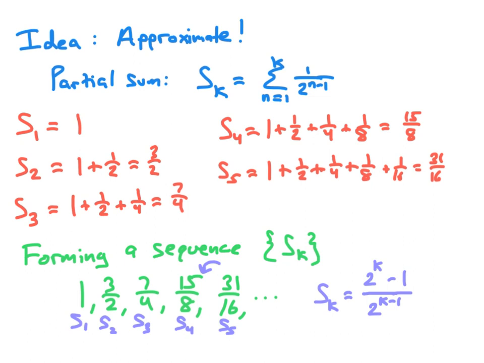And you can check with k equal 1, 2, 3, and 5 that the rest of our initial terms line up as well. And so here is a formula for the general term of our sequence of partial sums, and now we can treat this as a sequence and consider the long-term behavior by looking to see if this sequence converges to a limit or if it diverges to infinity.